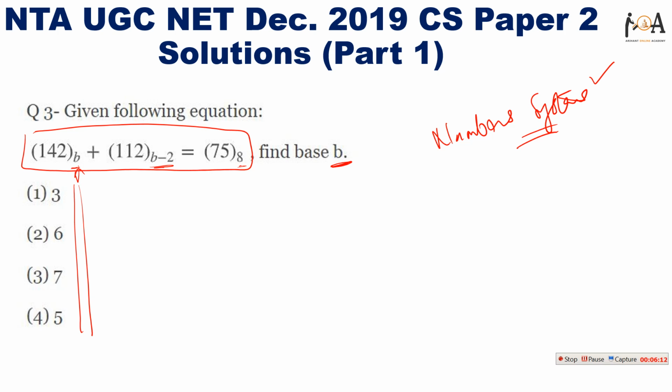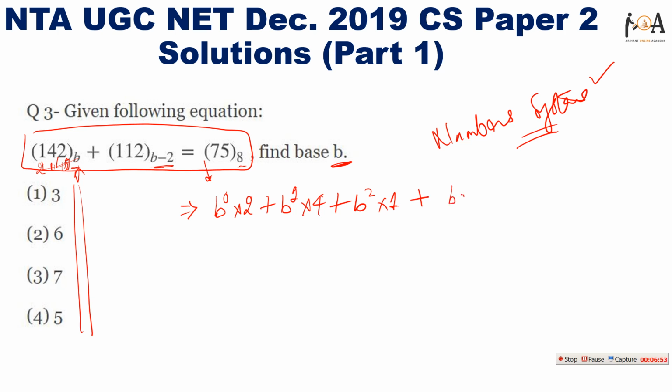For these questions we just need to use the basic concept of number systems and expand this equation. I can write it like b to the power 0 into 2, plus b to the power 1 into 4, plus b to the power 2 into 1. It is the 0th place, the 1st place, the 2nd place. So b to the power 0 into 2, b to the power 1 into 4, and b to the power 2 into 1, isn't it?